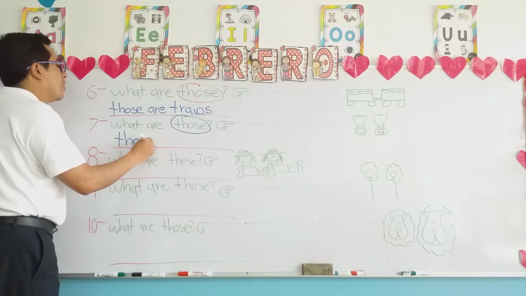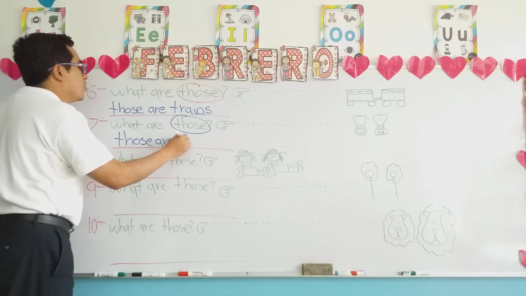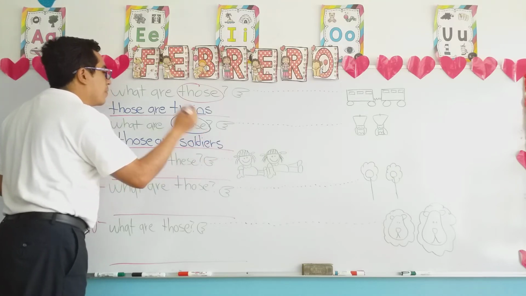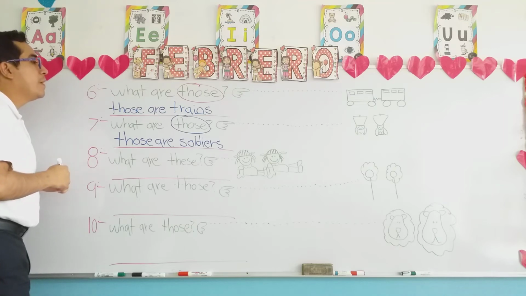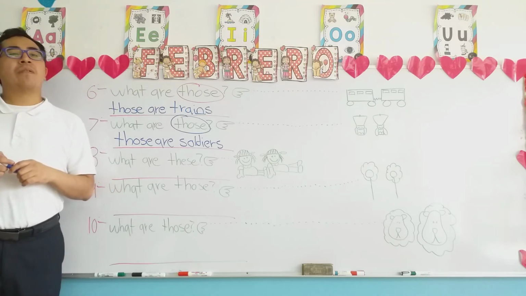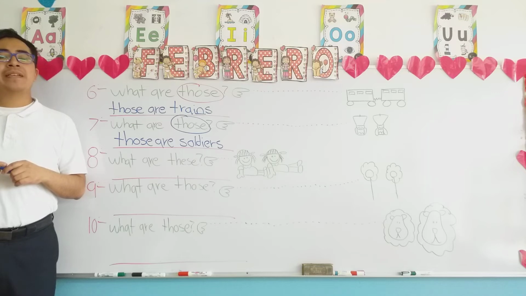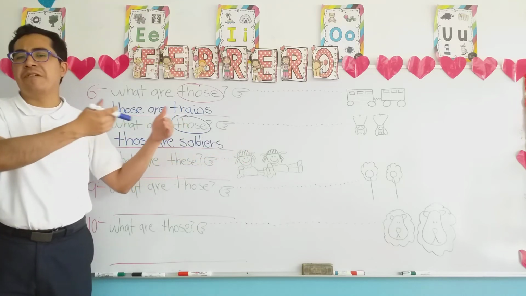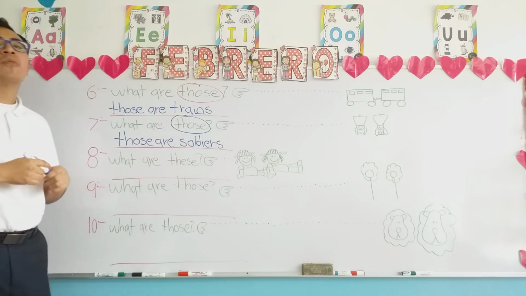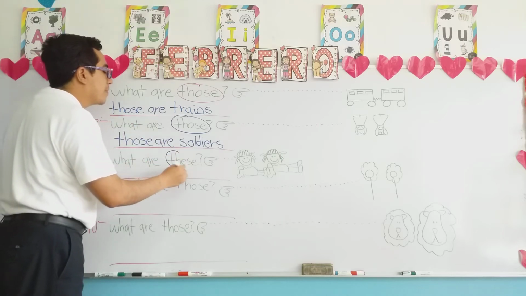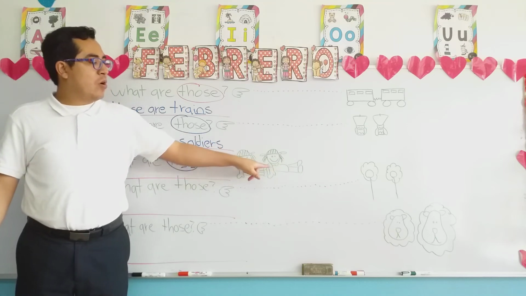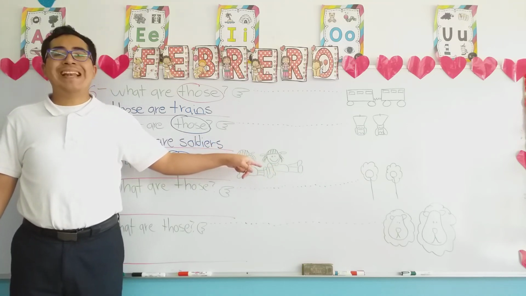Those are soldiers. Okay? Let's continue with the number 8. The number 8, let's check the distance between the objects. Here is the finger, and they are near, cerca. So we use this with double E. And these objects, they are dol.